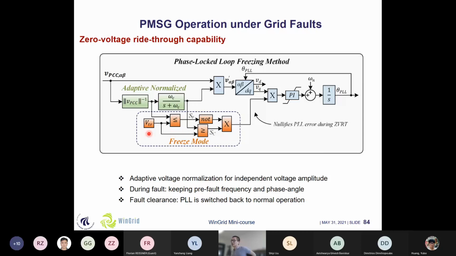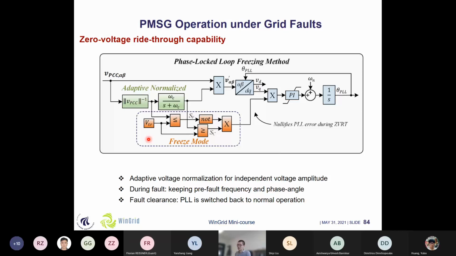So we have this threshold voltage. If this PCC voltage is higher than this threshold voltage, then the PLL is working as in normal conditions. And in case that the PCC voltage is too low, then we try to freeze these voltage informations and try to give the phase angles based on the pre-fault information. And in this way, we could know the grid voltage and the grid angles even under this zero voltage condition. And once the fault is cleared, then the PLL will switch back to these normal conditions again.